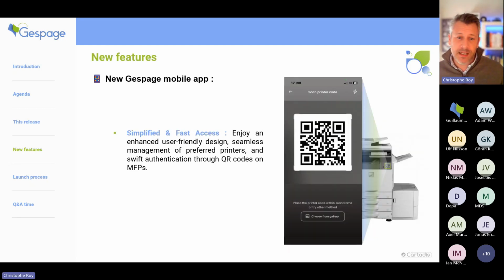We've got also the possibility now to enable a faster and simplified access on the devices. So the new design of the application allows, for example, to select some printers and put them as favorite. And you can also authenticate with the smartphone through QR codes directly on the MFP to release the print jobs. So it provides a quick access to get the job release or access the printers.